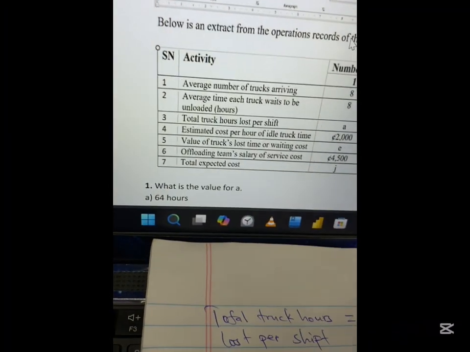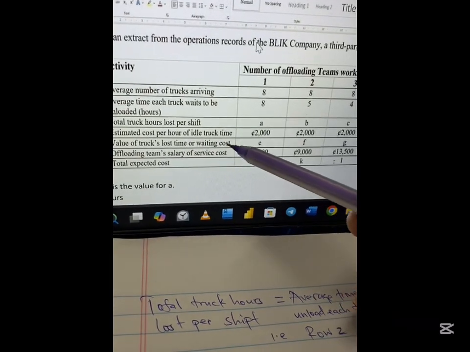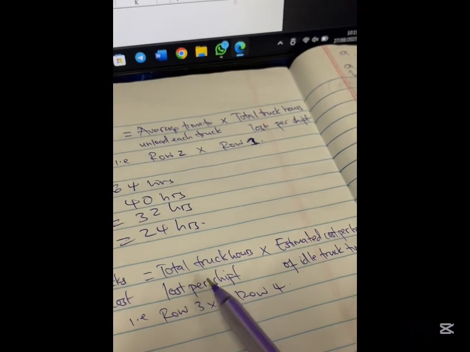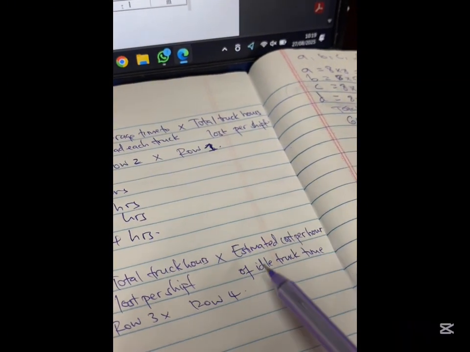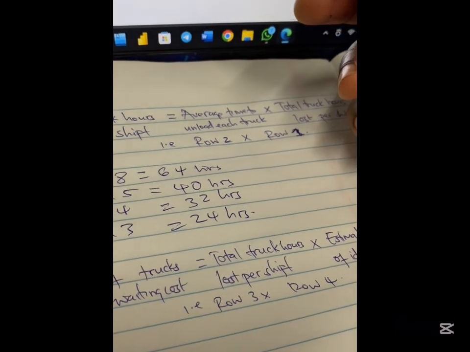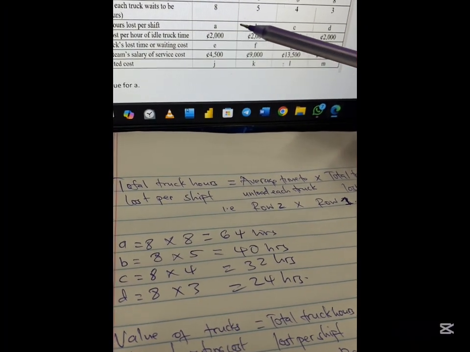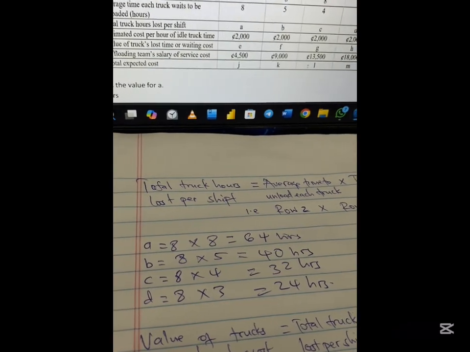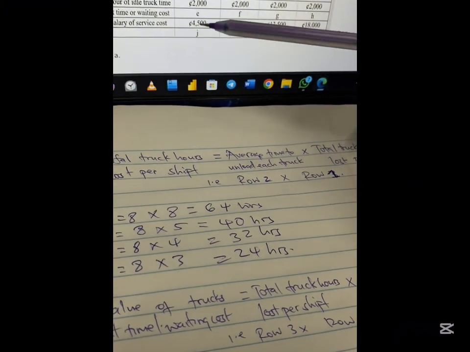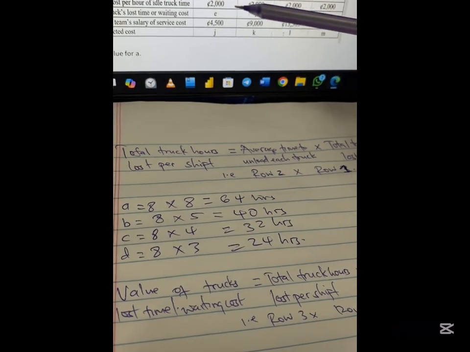Then to get the values of row 5, which is the trucks' lost time or waiting cost, the formula is total truck hours lost per shift times the estimated cost per hour of idle truck time. You get these values from row 3 and row 4. But remember, you've already calculated the values in row 3, which are A, B, C, and D. So to get the values of E, F, G, and H, you take these values times these values.